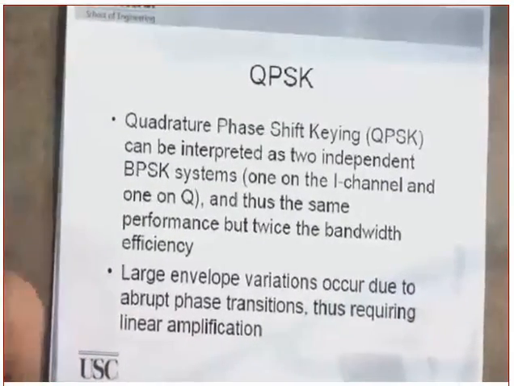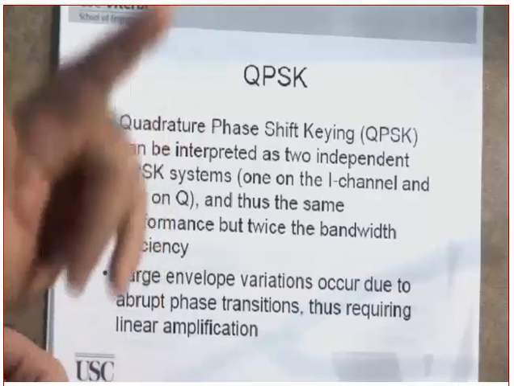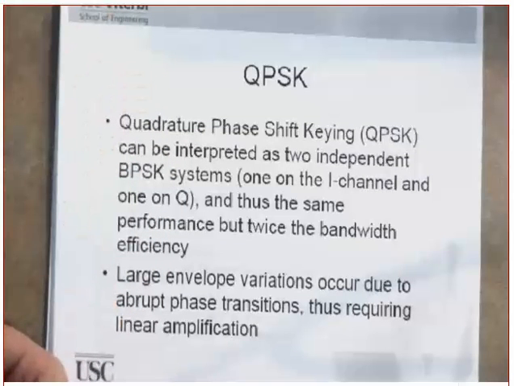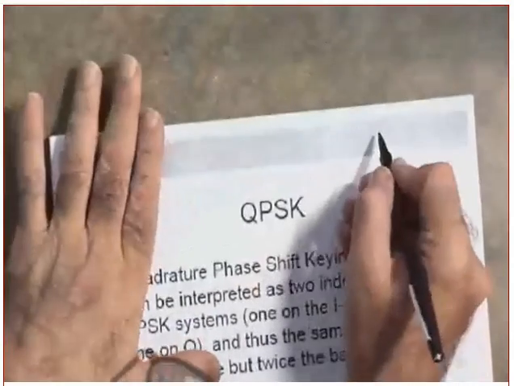QPSK, we have a quadrature phase shift keying. Now in here, what do we have? By the way, in the previous one, in the BPSK, we only have one dimension. In other words, it's either the I or the Q. Are you following or not? In here, we do have two dimensions.